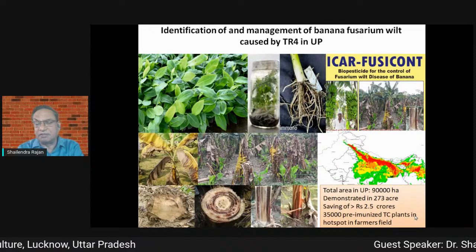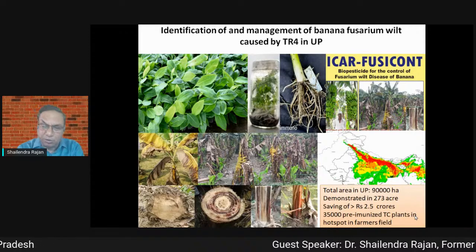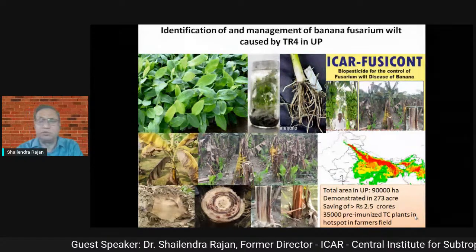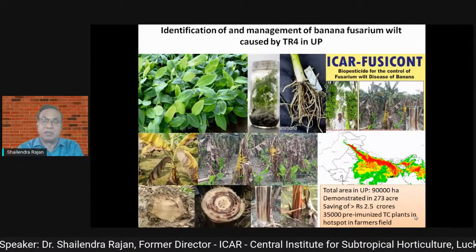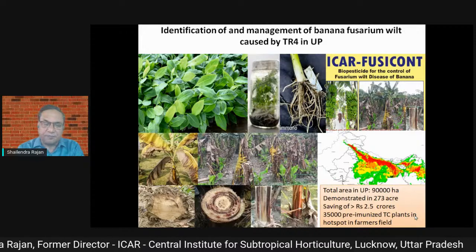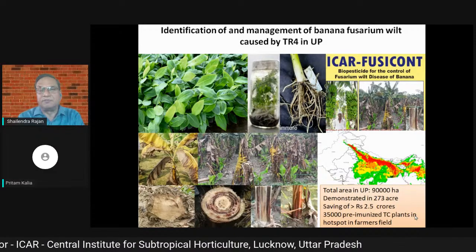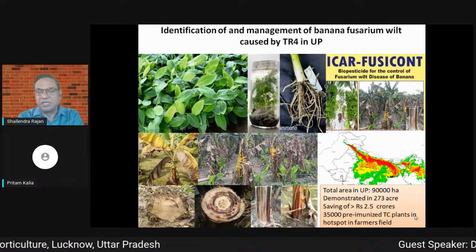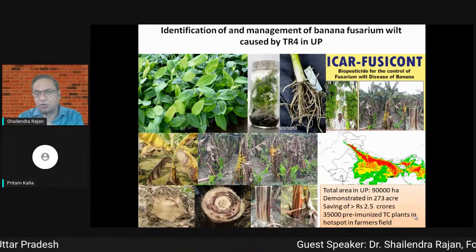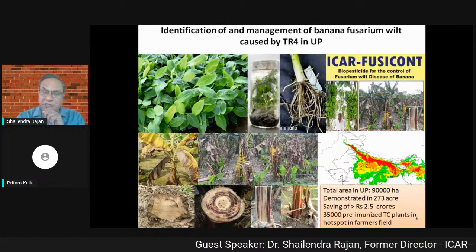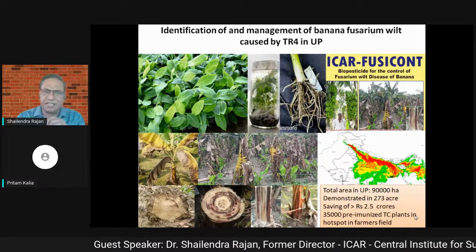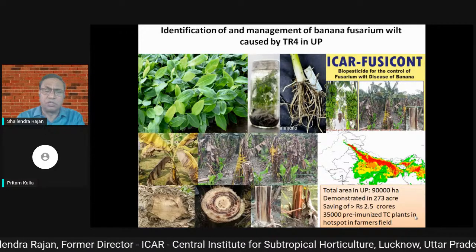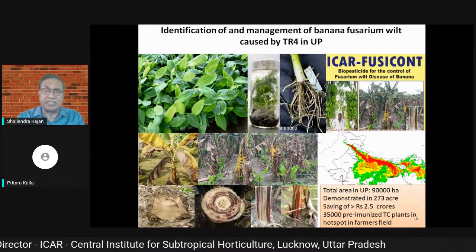Additionally, a technology has been developed, that is pre-immunized tissue culture plants, and it was found that for up to 7 to 8 months it can save the plants from this deadly disease. Fusarium wilt can be avoided up to 7 to 8 months, and the plant can grow very well. These are two technologies which have been very well received, and the ICAR-Fusicon technology, through the efforts of Dr. Damodaran, has gone for global and national licensing.